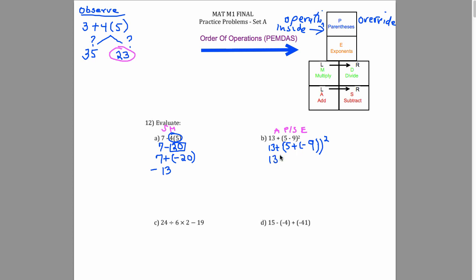Now we have 5 positives, and we're combining them with 9 negatives. The negatives win out by 4, which is being squared. So we did the P. Next in PEMDAS is E, we have an exponent. So 13 plus negative 4 times itself twice. You remember when you multiply a negative times itself, when the signs are the same, the result is positive, 16. And 13 plus 16 is 29.